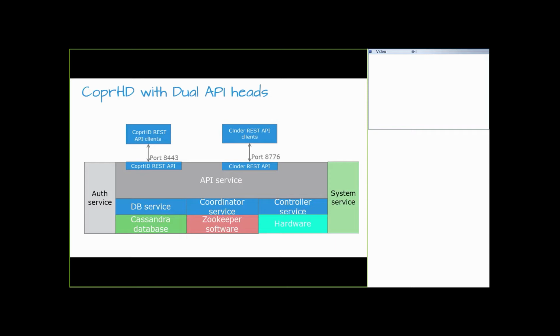You can deploy it standalone. Then that says in the CoprHD architecture, there will always be a Keystone. You need not. That's what we are trying to say.